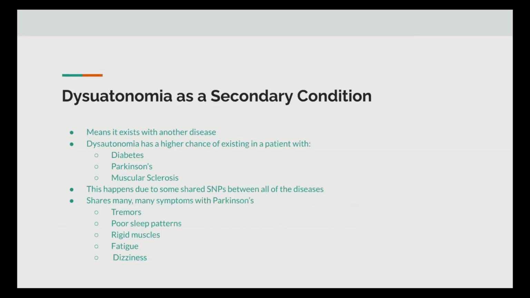Dysautonomia, when it's a secondary condition, means it exists with another disease, and the highest chance of existing as a secondary condition includes diabetes, Parkinson's, and multiple sclerosis. This happens due to some shared SNPs between all the diseases, and because of the shared SNPs, it also shares many symptoms, particularly with Parkinson's, including tremors, poor sleep patterns, rigid muscles, fatigue, and also dizziness.